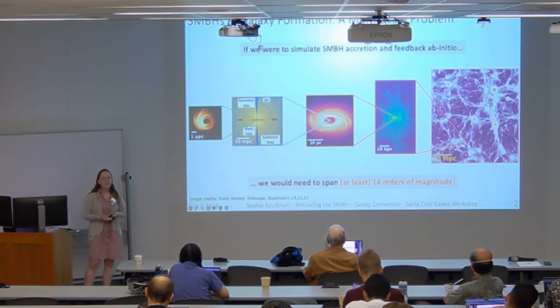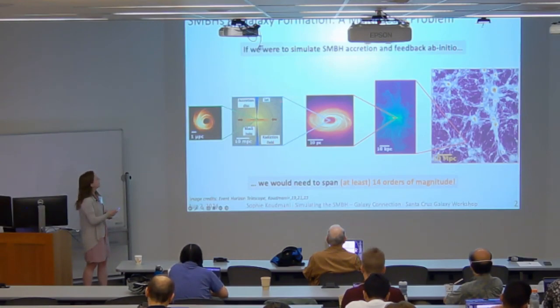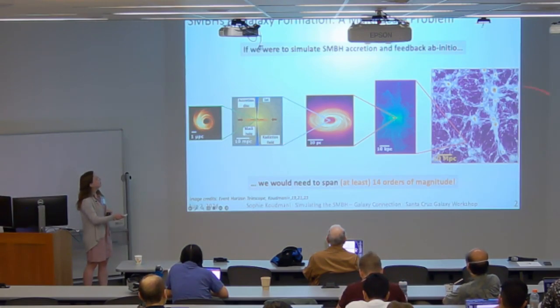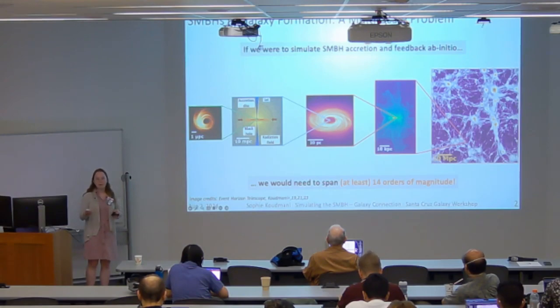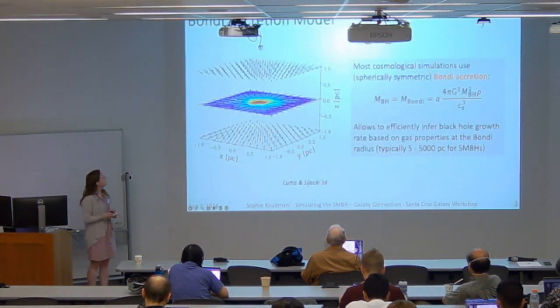The other strategy is that you say, okay, let's encapsulate everything that happens at the small scales in a subgrid model. So we still have the cosmic web, the cosmological evolution of our universe, but everything that happens in the very center of the galaxy has to be described with the subgrid model. And indeed, that's the approach that most cosmological simulations necessarily take.